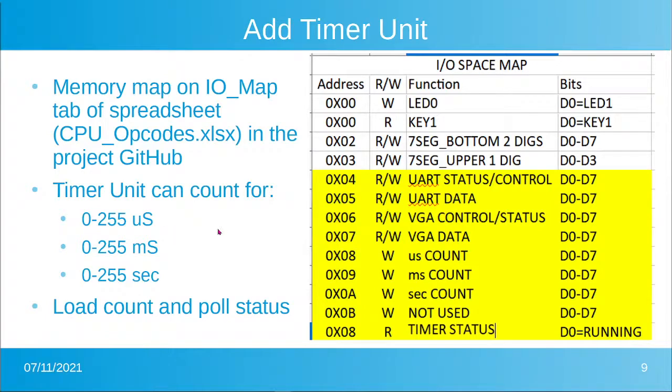So what do you do? You write that count, and then you just poll the timer status location, and the D0 bit is going to be 1 when it's running, and when the count's expired, it'll go to 0.